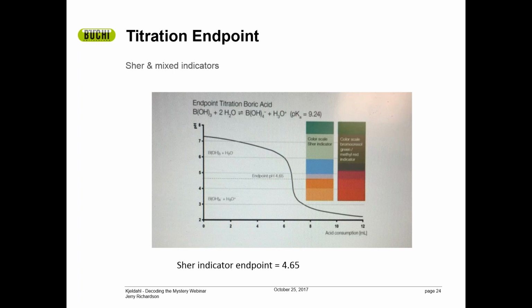So whether it be potentiometric and you're looking to use color as a secondary source of making sure you're at the right endpoint, or whether you're using colorimetric to do the determination itself based on the wavelength, either of these indicators and standardization to 4.65 is very important.